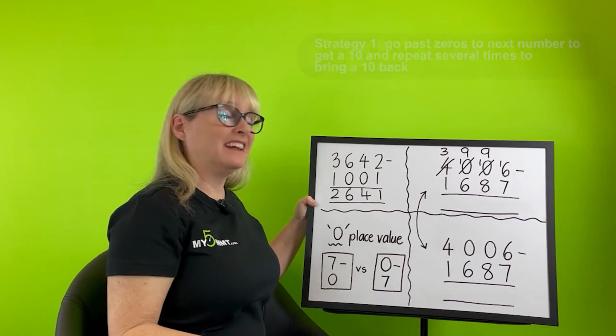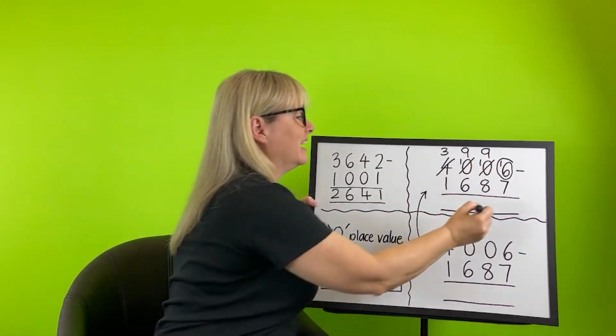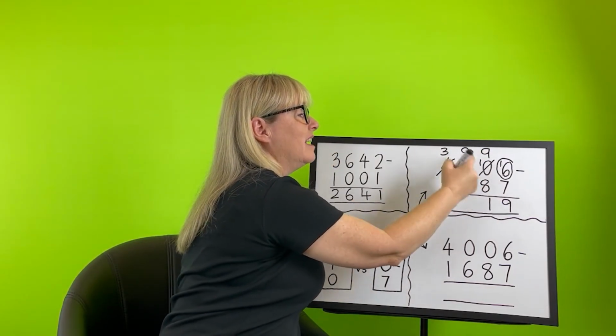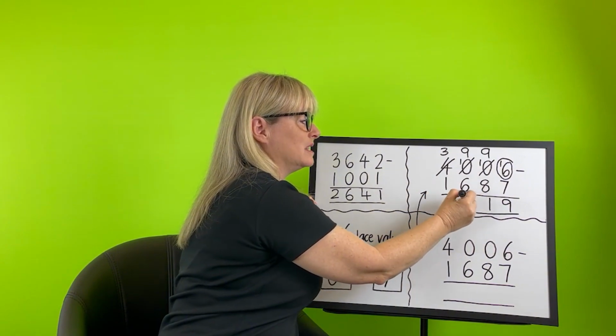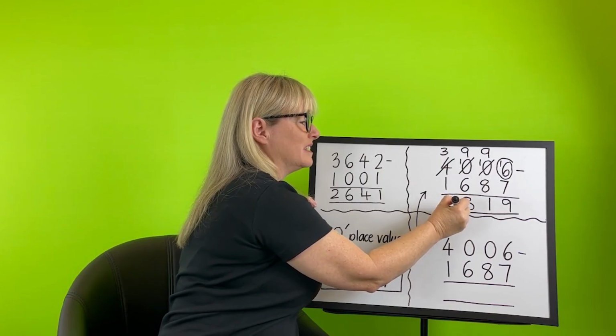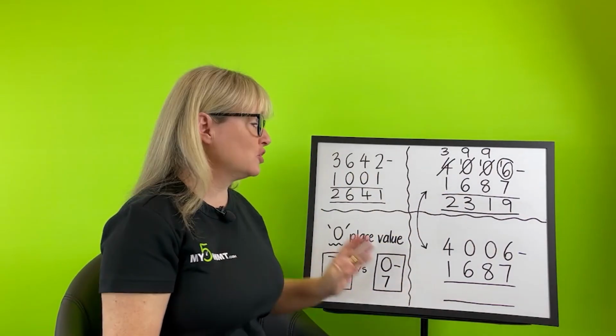And now I'm ready. I've got 16. Taking away 7 is 9. And then I can move. 90 take away 80 is 10. 900 take away 600 is 300. And 3,000 take away 1,000 is 2,000. Well, I've got exactly the same question here, but a different method to show you.